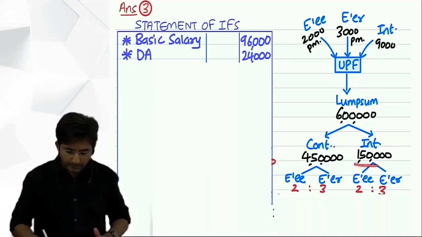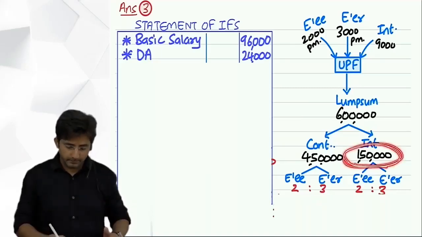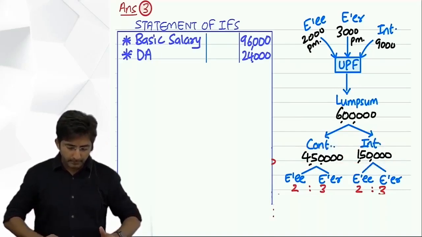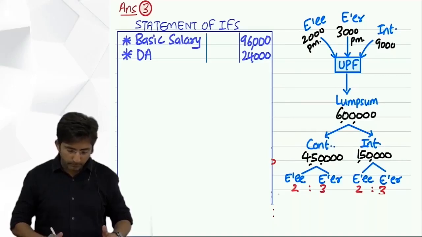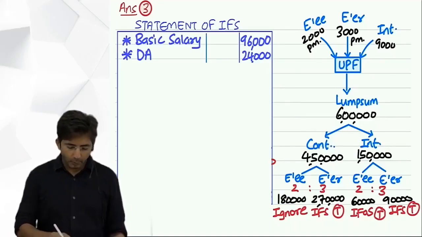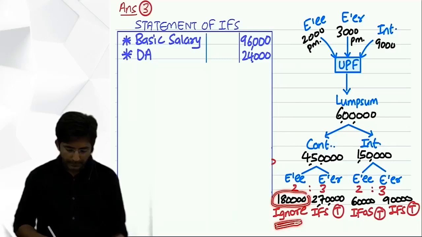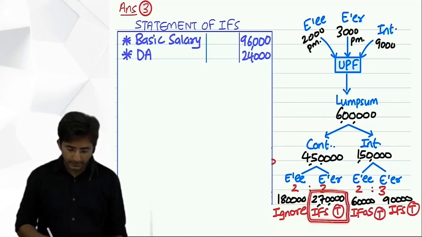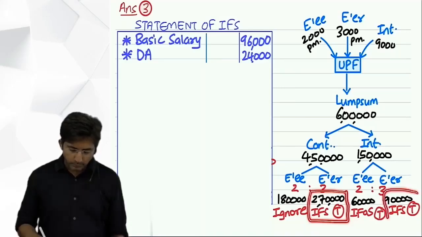Did you understand this 1,50,000 was given in the question? And this 4,50,000 becomes a balance figure. And then in 2:3 ratio, then write below all amounts the effect of that. Employees contribution 1,80,000 ignore, and employer's contribution, it will be income from salary. Even interest on employer's contribution, it will be income from salary.